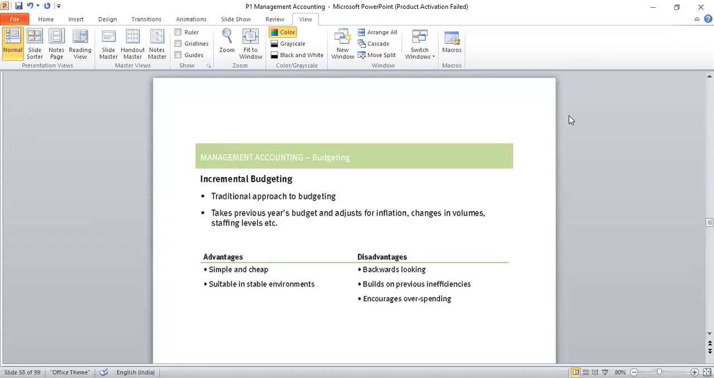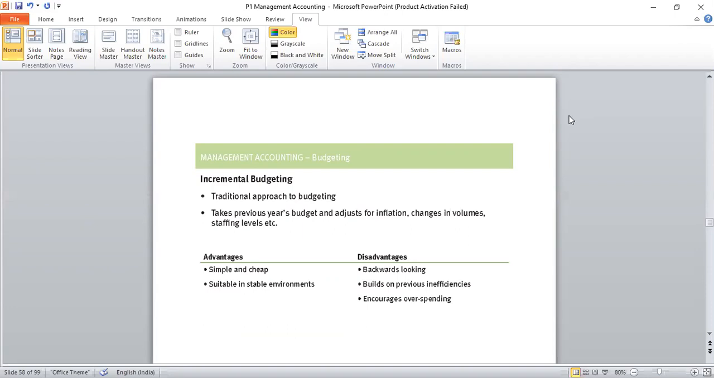Next one is incremental budgeting. The normal way of preparing budgets is by way of incremental budgeting. That is, the budgets are prepared based on whatever happened in the past. So the past data, the budgets from the past periods, are taken as the base. Then, considering whatever incremental changes are anticipated, those changes are accommodated into the budget. Then that budget is called an incremental budget.